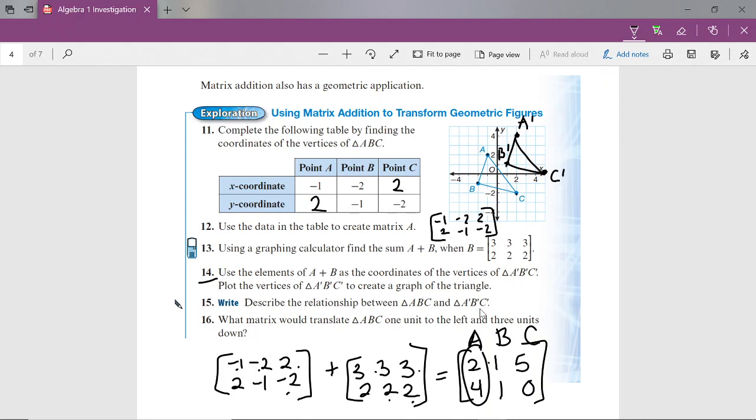Okay, so describe the relationship between ABC and A prime, B prime, C prime. Well, like I said before, this is a translation of over 3 on the x and up 2 on the y. So you can see that, let's say with C, over 3, 1, 2, 3, and up 2, 1, 2, because we've added 3 to each of the x coordinates and added 2 to the y coordinates. So this is a translation.